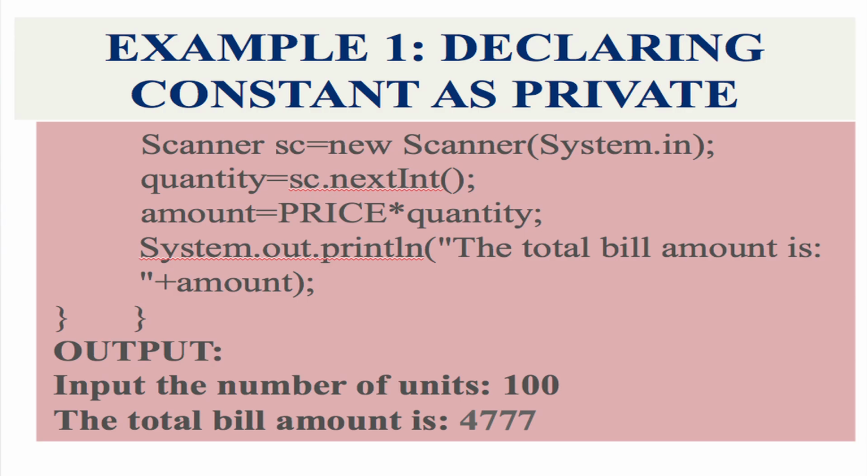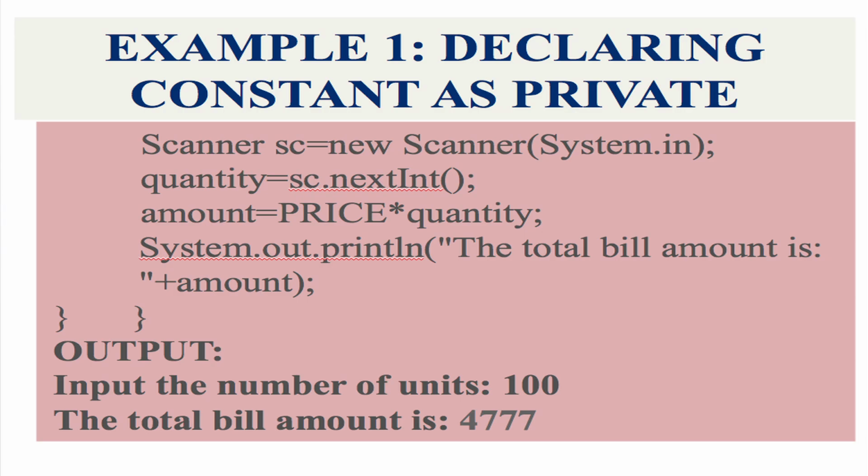Now, using the scanner, first of all we declare the object of the Scanner class equal to new Scanner(System.in). System.out represents the output device, meaning the monitor, and System.in represents our keyboard, so it will take input from the keyboard. Then we have mentioned quantity equals sc, where sc is the object of the Scanner class.